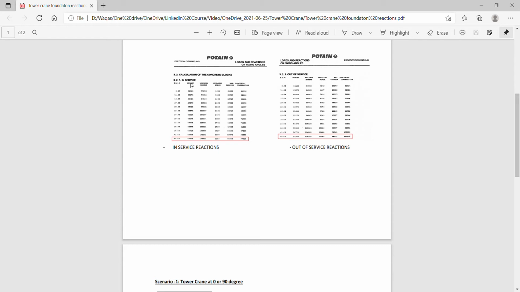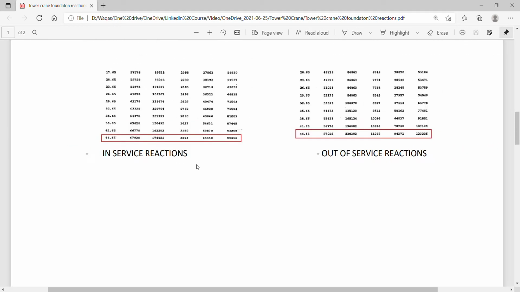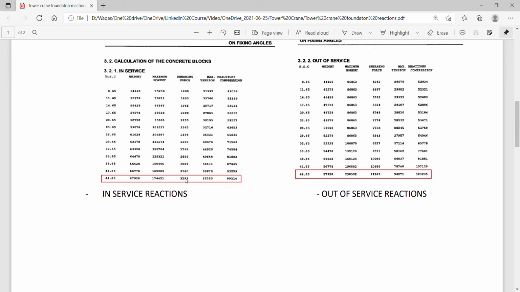So in service, you can see the weight coming directly on the foundation and the maximum moment which is transferred at the foundation, which is this value. Okay, this is the moment, and this is the shear force which is coming on the foundation, and these forces will be on maximum reaction, which is tension, compression. These forces are given by the suppliers, but we will try to calculate by ourselves how this moment, shear and weight transfer to this tension and compression on the foundation.